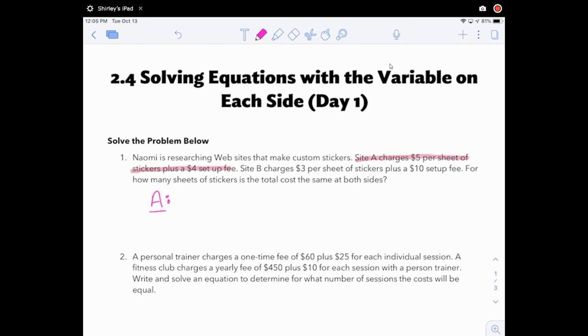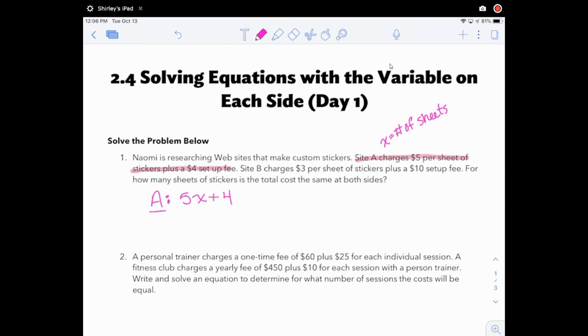So $5 per sheet. Do I know how many sheets we bought? No, so what can I use if I don't know what that is? Using guess and check. A variable, we can use guess and check, yeah. So I'm gonna say x equals the number of sheets. So then if it's $5 per sheet, I have 5x plus a $4 setup fee. So that would be my equation to model the first situation.